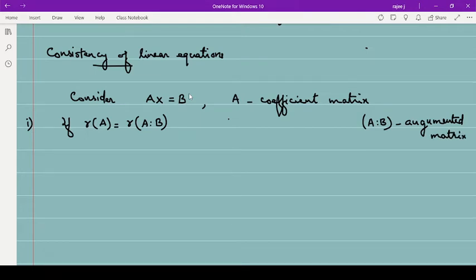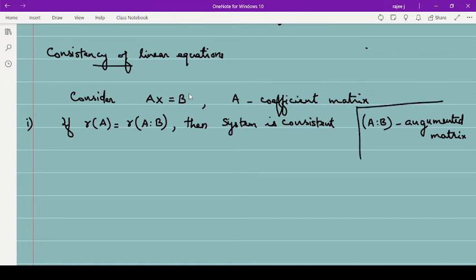If rank of A equal to rank of AB, then the first condition you have to check, the system is consistent.